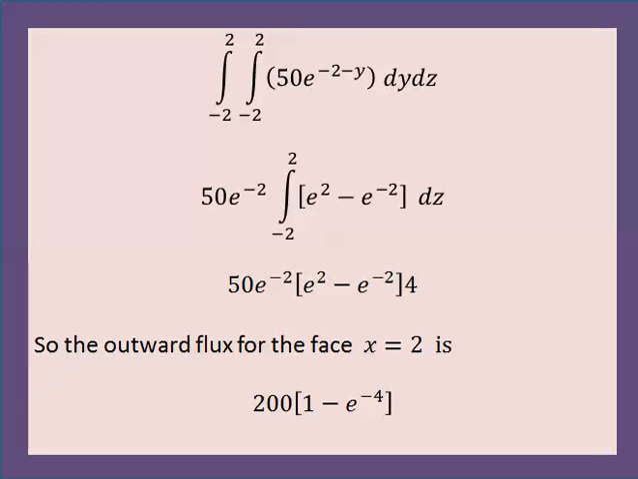You might want to think about that for a minute. 1 minus e to the -4. E to the -4 is about 1 over 81. So this is close to 200. So certainly a positive outward flux for the face x equals 2.